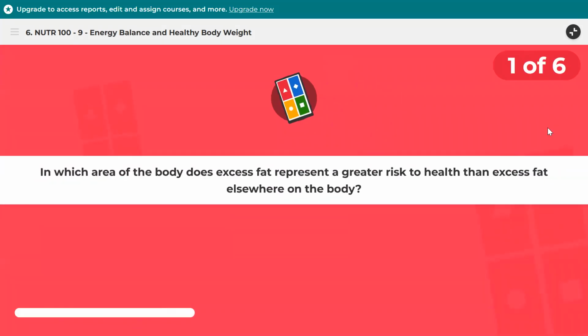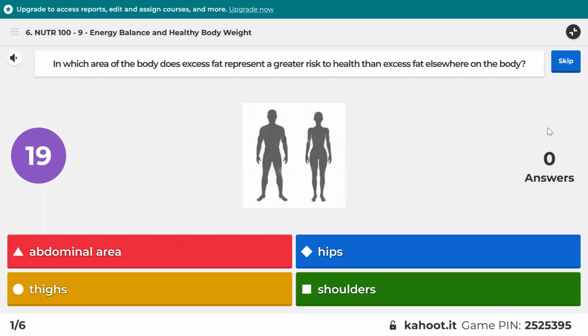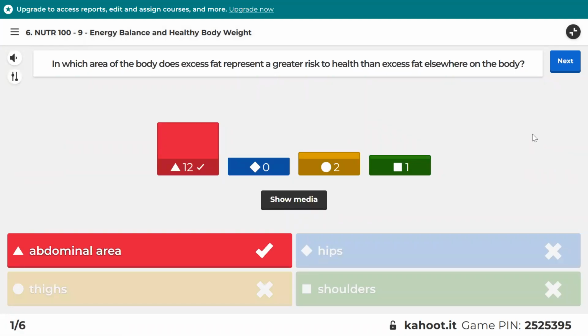Number 1, which area of the body does excess fat represent a greater risk to health than excess fat elsewhere on the body? On most of you, the abdominal area, so that visceral belly fat is the stuff that we don't like. And if you remember last day, we were talking a little bit about how it tends to release cholesterol a little bit more readily than subcutaneous fat. And so this is why there seems to be the biggest risk around affecting your cholesterol levels.